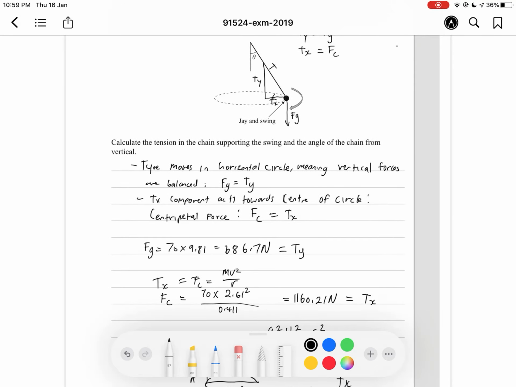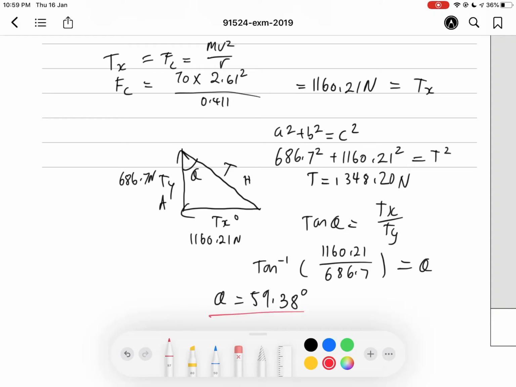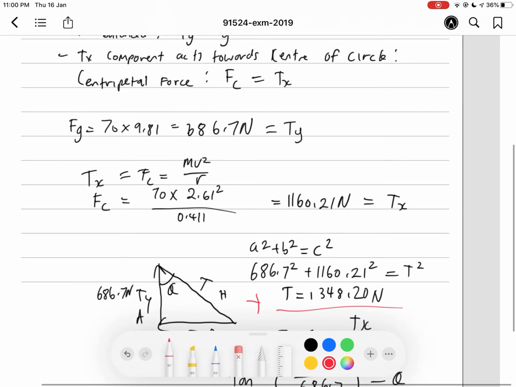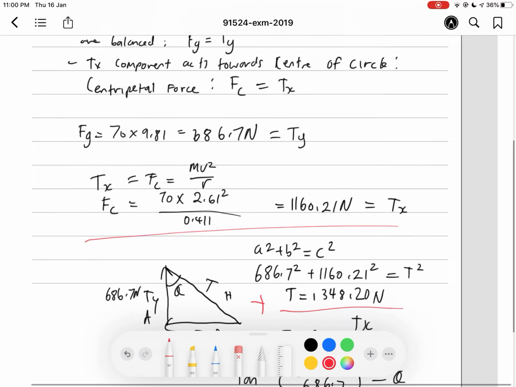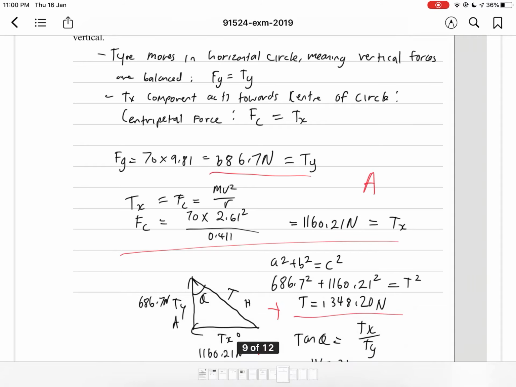Alright, and that's all the question asked for, I believe: calculate the tension in the chain and the angle. So that would be your final answer, your angle and your force. Both of these will get you an excellence grade. To get a merit grade, you only need one, either the angle or the tension force. To get an achieved grade, I think if you work up to this step here, so figuring out your Tx and your Ty components, that will get you an achieved.